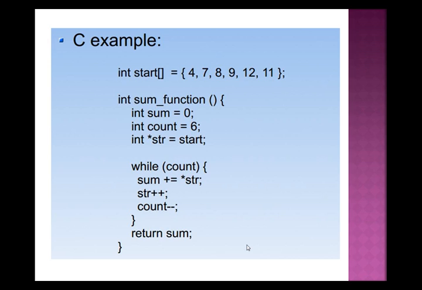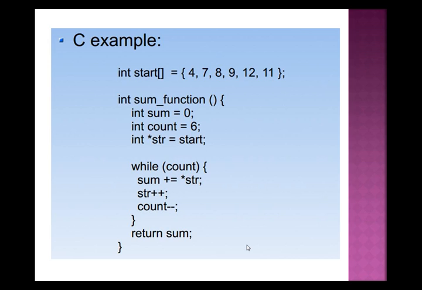This is a C example. We have discussed the C example. Here start is an array. Start is an array variable of type int that contains the values 4, 7, 8, 9, 12, 11. And we use the function, that is the sum function, and the variables are sum, count, str. Str is a pointer variable that stores the address of the start variable.